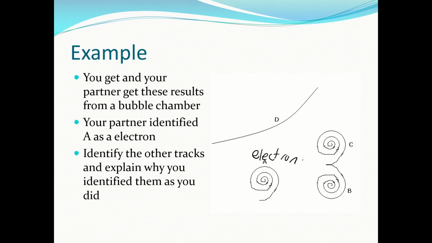So we can identify the other tracks. Okay? There's a really easy one to identify. That's C. It has the exact same radius as it's swirling around, right? And it's spinning the exact same way. So C is an electron. What would this be, though?